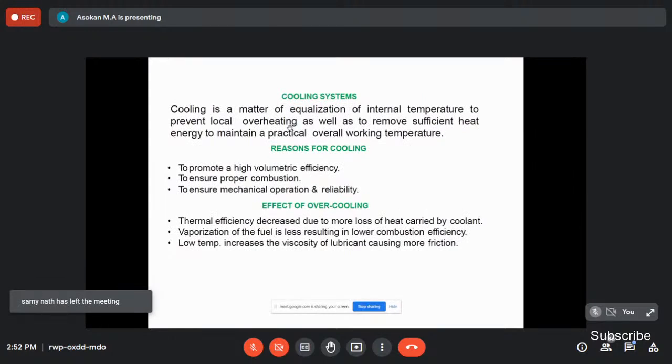Then the cooling system. What is the necessity of the cooling? Right? We can reduce the temperature of the system. That's why we work on the cooling system. Because of the combustion, a large amount of heat is liberated, so we need to reduce the temperature of the engine. That's why the cooling is very essential. Right? So what is the reason? To promote high volumetric efficiency, that is also one of the important ones, and proper combustion. That is the reason for cooling.